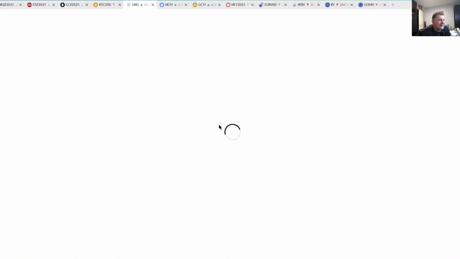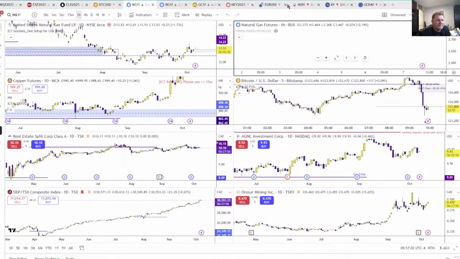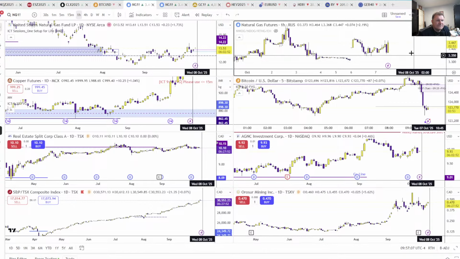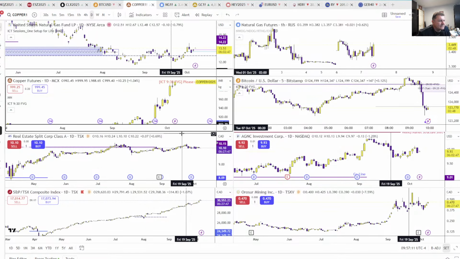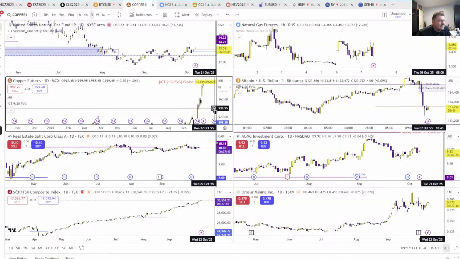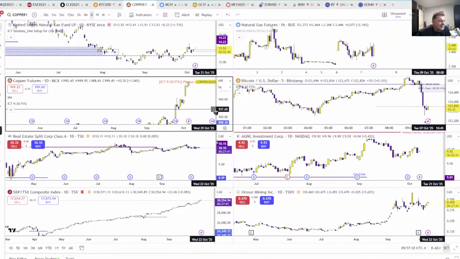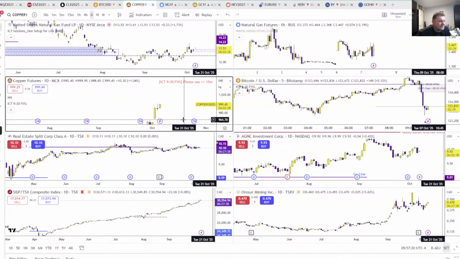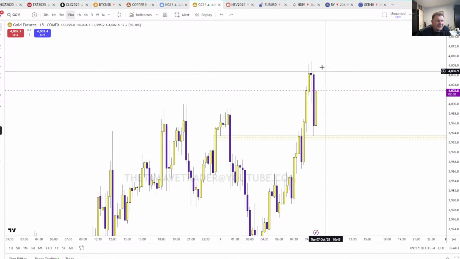What is Bitcoin doing? What the heck happened to natural gas here? Well, copper's made an all-time high. Is it going to break the 1,000? Oh, it's already broken 1,000. 1,001. Same as gold. See that? It hit the $4,000 mark.